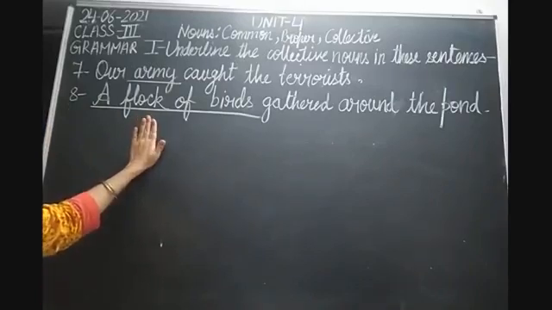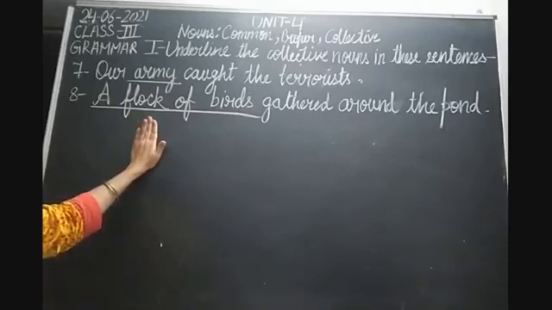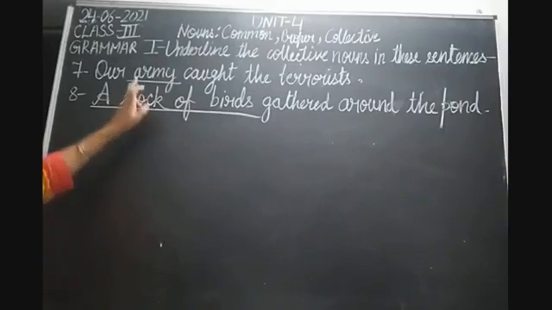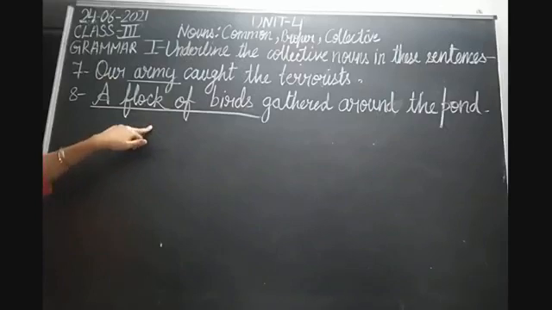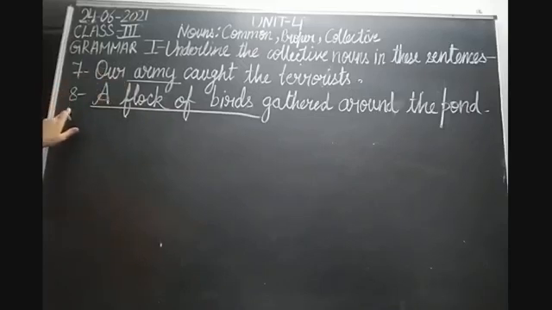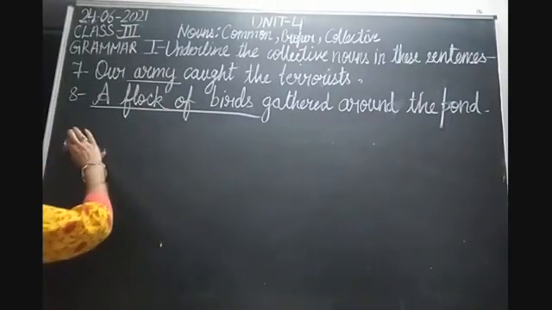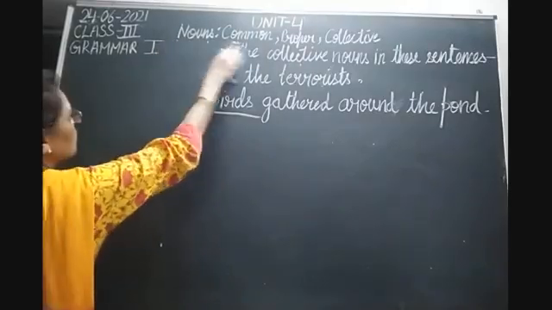So with this we have finished our exercise 1 on collective nouns. I'm sure everybody must have completed it. Fine. So I'll revise these 2 sentences, then I'll erase and start with exercise 2. 7th, our army caught the terrorists, which is the collective noun, army. Underline army. 8, a flock of birds gathered around the pond, which is the collective noun, a flock of birds. Fine. So now I'll start with exercise 2.